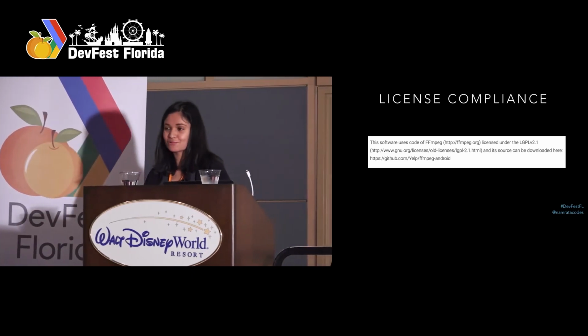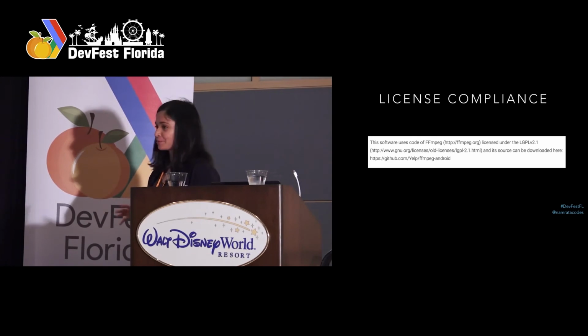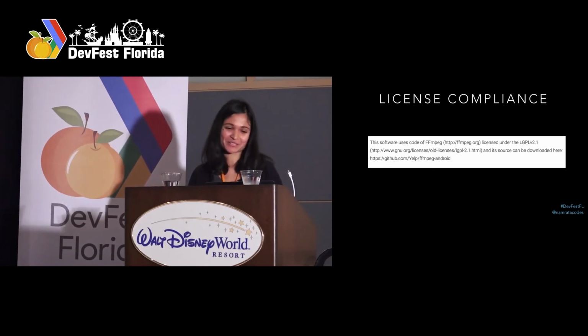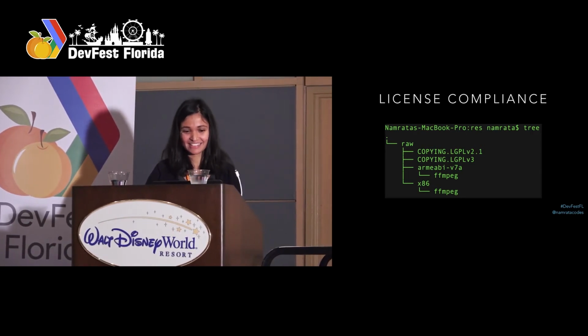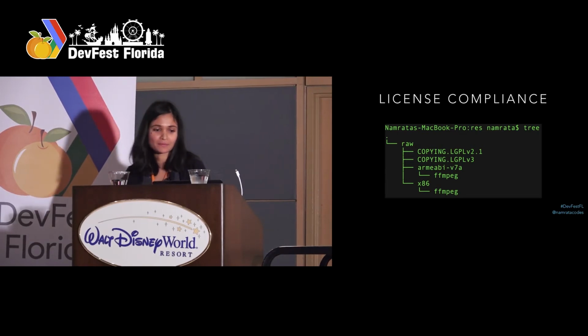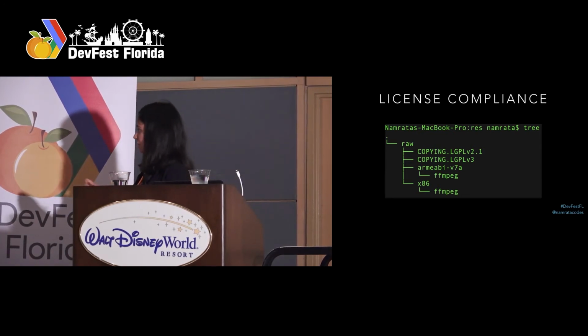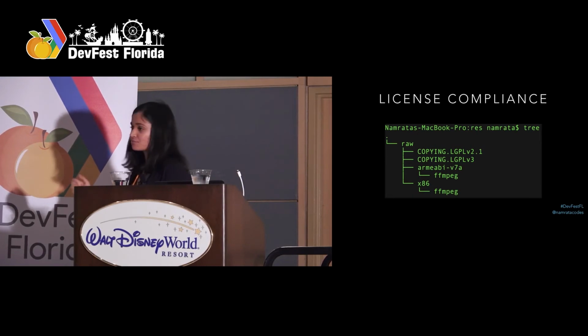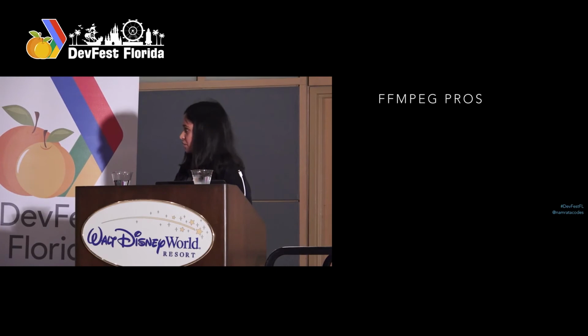Also, FFmpeg is very particular about using FFmpeg with 2 capital Fs. That is one of the points in their license compliance checklist. And if you're using FFmpeg, you also need to include the licenses in the folders that you have the binary or .so files. And this is what it looks like for the raw folder.